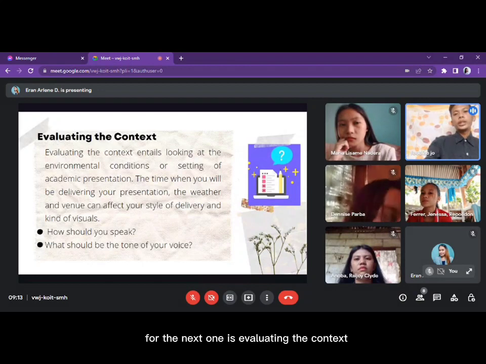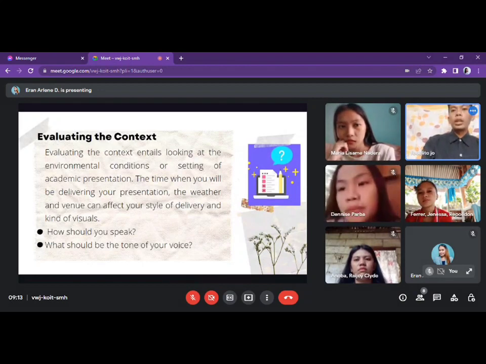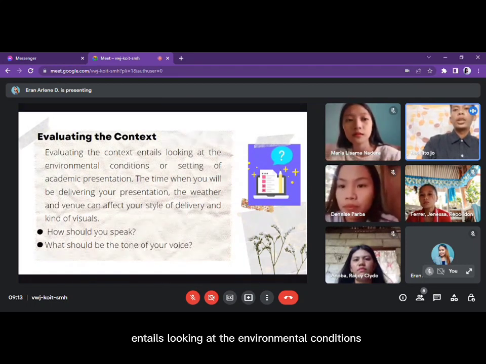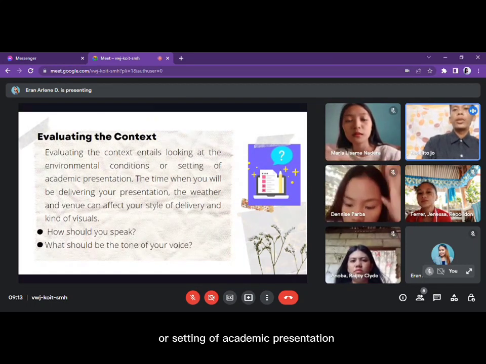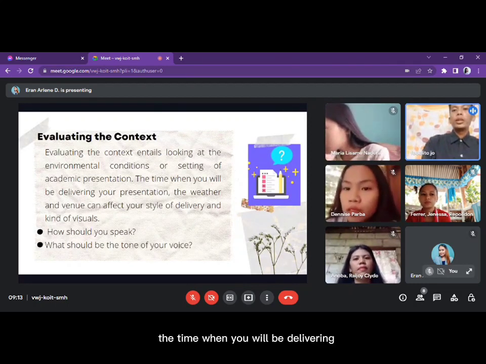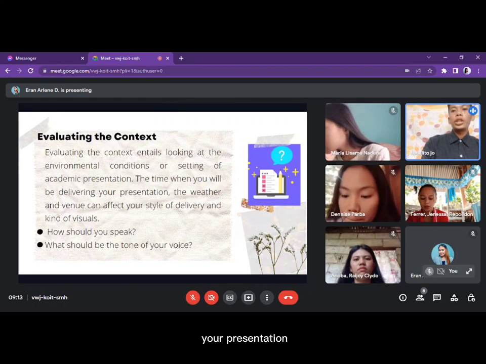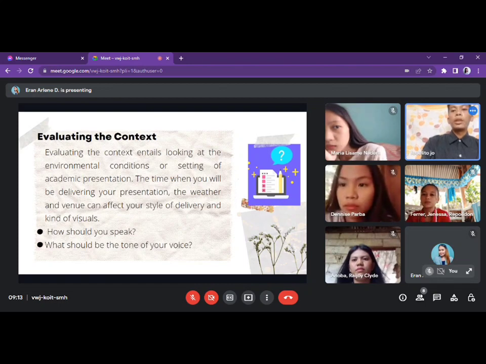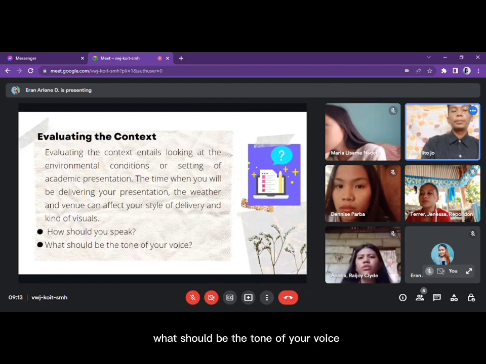For the next one is evaluating the context. Evaluating the context entails looking at the environmental conditions or setting of the academic presentation. The time when you will be delivering your presentation, the weather and venue can affect your style of delivery and kind of visuals. How should you speak? What should be the tone of your voice?